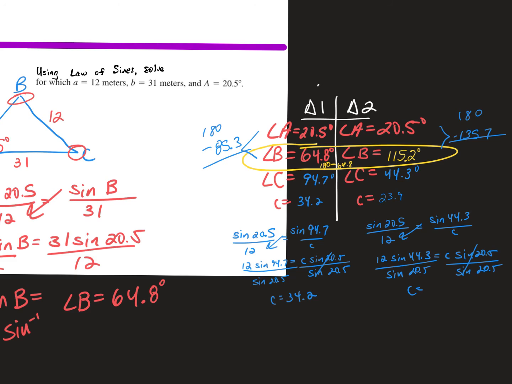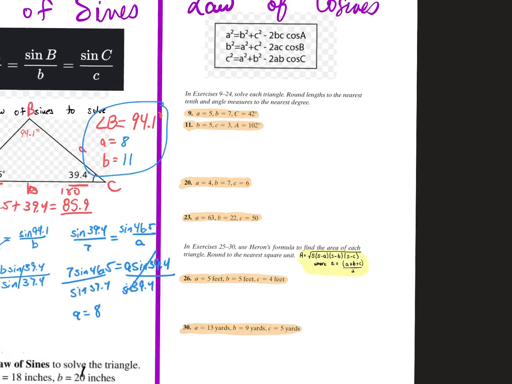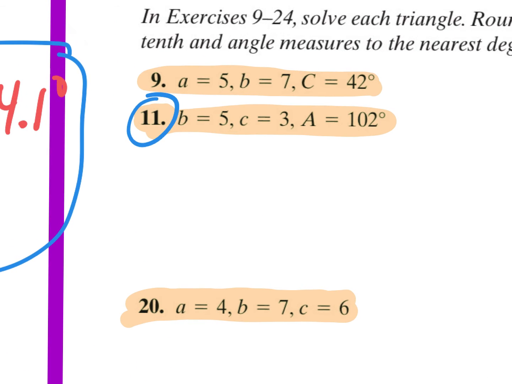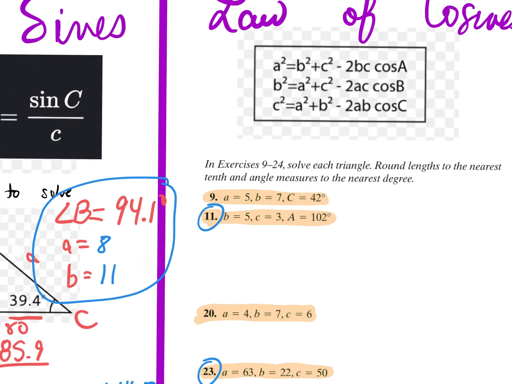All right, so let's move on then to law of cosines. I'm going to do 2 of these. I'm going to do 11, and I'll also do 23, because 9 and 11 are the exact same scenario, just different numbers. And 20 and 23 are the exact same scenario, just different numbers. So I look here and it's going to tell you, using the law of cosines, right? We have our law of cosines here.